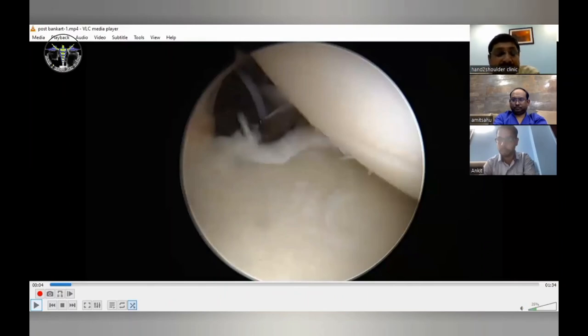If I'm not wrong, less than 4% is the incidence of the posterior instability. So careful examination is the key to diagnosis and subsequent treatment.